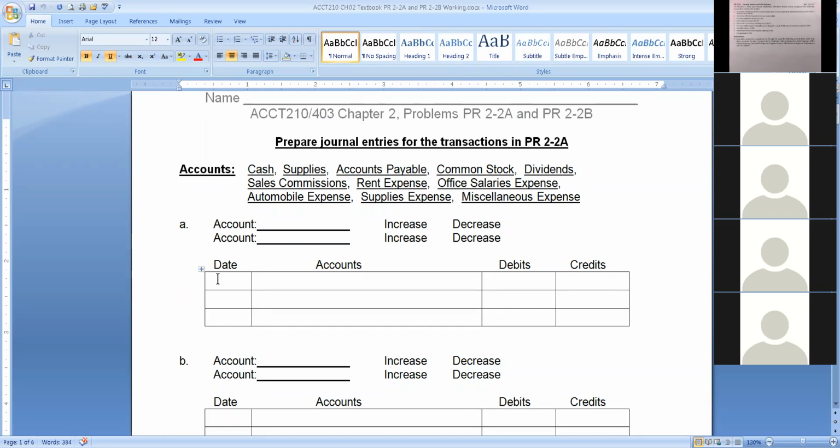Accounts payable. Not accounts payable. He's already paid it. Cash. Yep. Hold on a second. Cash is certainly one of them. Common stock. Yep.